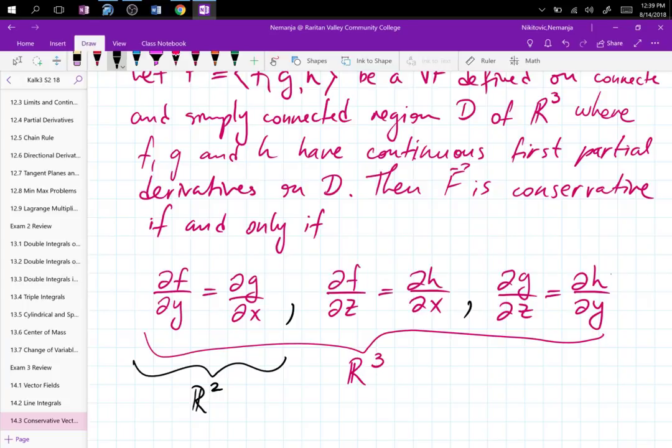So this is the test, and you have to check this. Those of you who took differential equations, remember this test from exact equations in chapter 1. So this is the same stuff. So now what do we have?